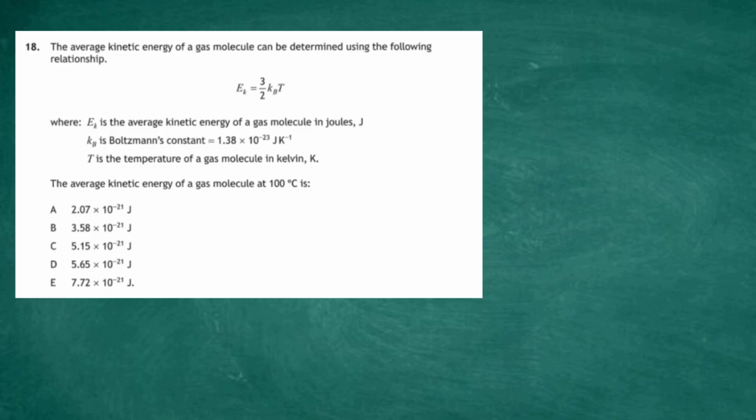Now the average kinetic energy of a gas molecule at 100 degrees Celsius is, and we're given our 5 responses. First things first, change that temperature into Kelvin. So we know that 100 degrees Celsius, if we want to change it into Kelvin, we just simply add on 273. And we end up with 373 Kelvin, and that's our answer for that.